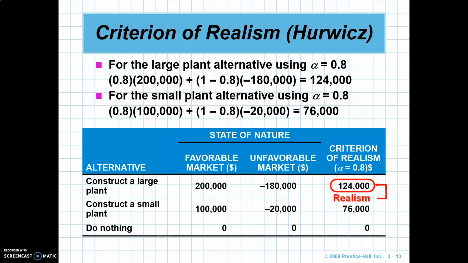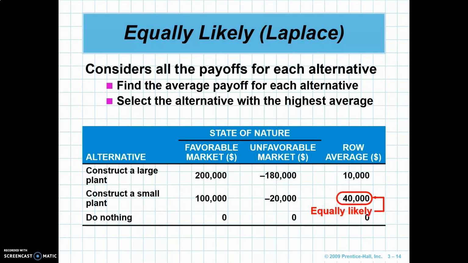The fourth one, not the last one, sorry, is the equally likely or Laplace criterion. Since the probabilities of states of nature are not known, we are talking about decision making under uncertainty. That's why we are taking the Laplace criterion. We don't know the probability of a favorable market happening, and we don't know the probability of an unfavorable market happening.